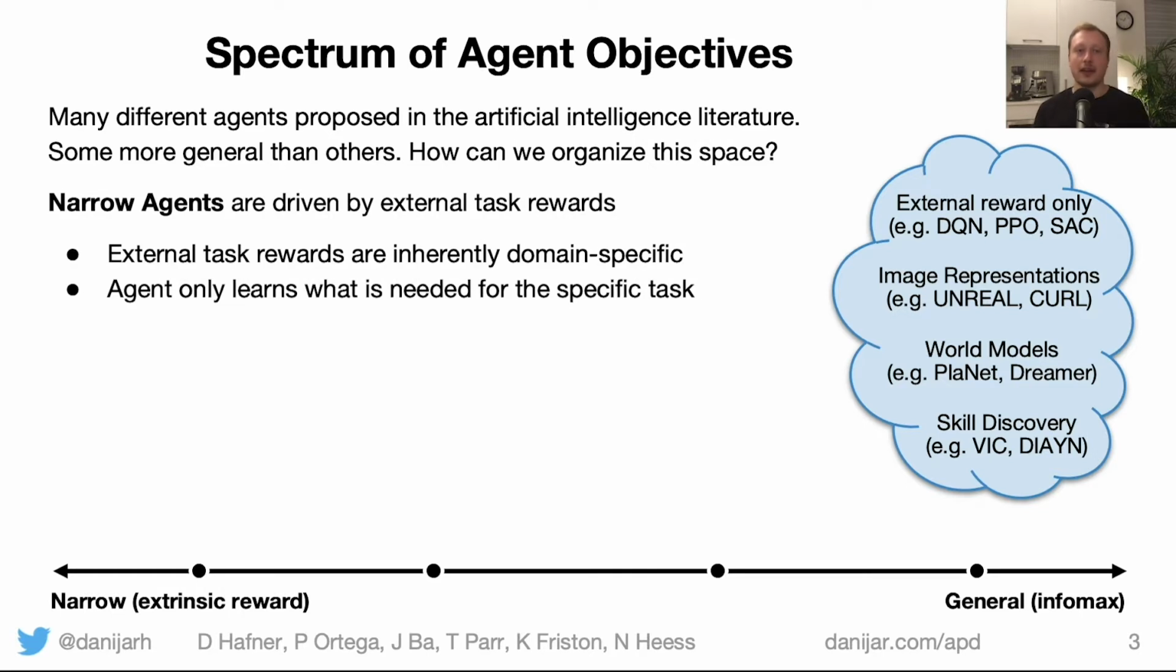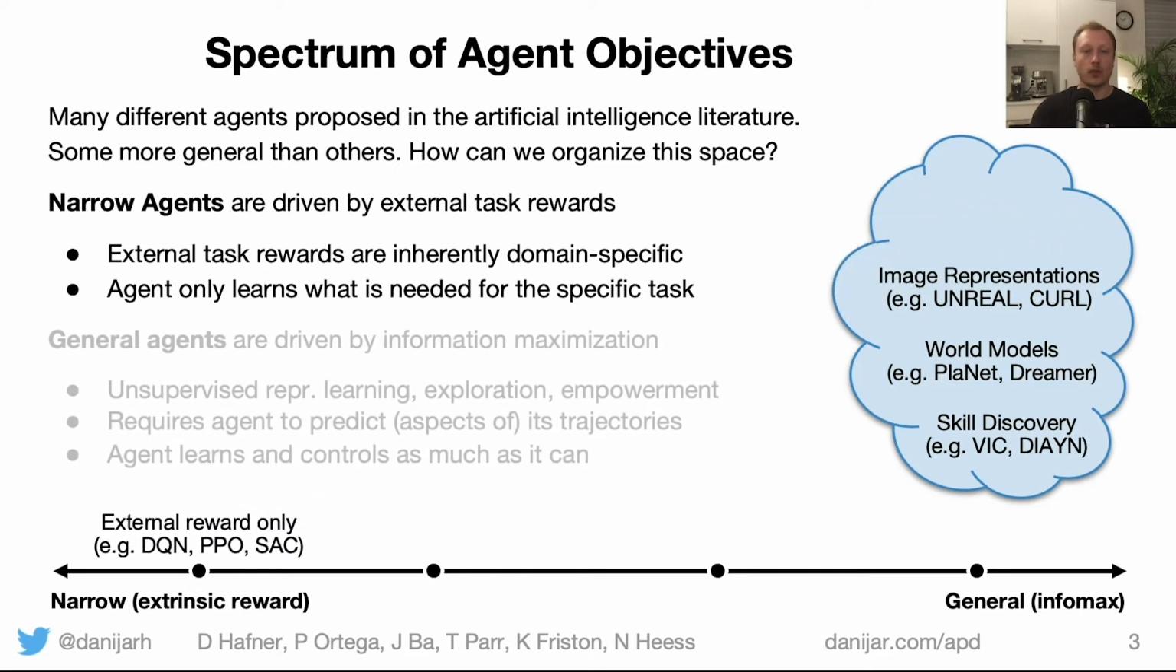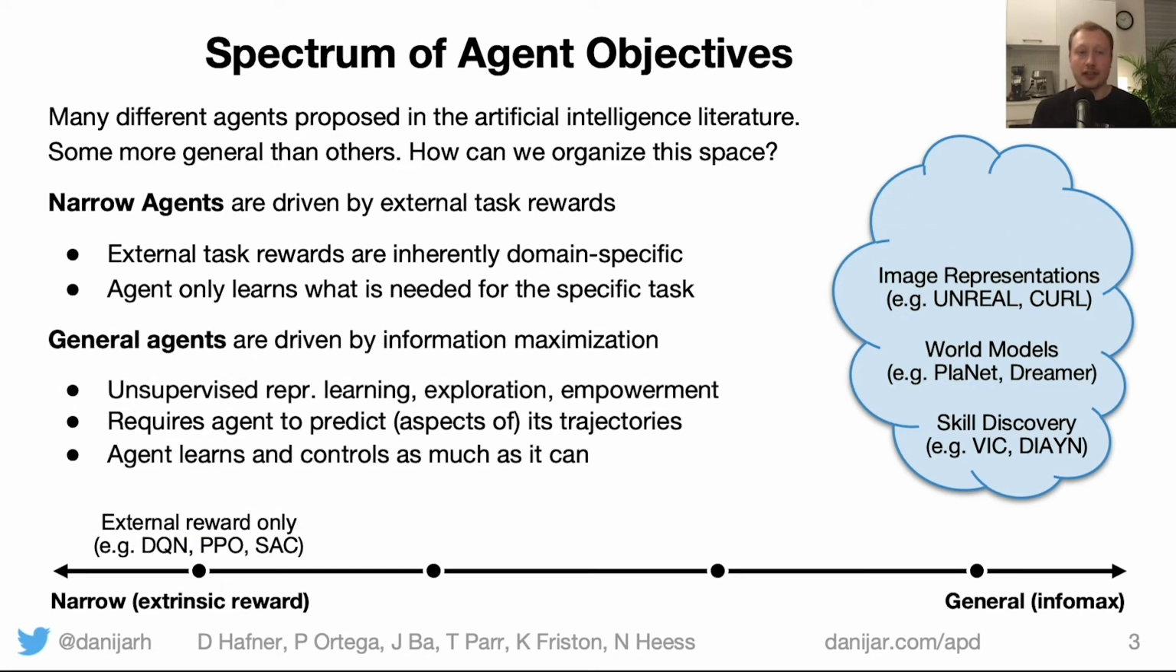I will propose that narrow agents are the ones that are driven purely by external task rewards. Task rewards are inherently subjective and domain-specific, and agents that only optimize those don't learn anything beyond what is needed for the specific task. On the other hand, there are more general agents that are driven by information maximization. This includes unsupervised objective functions such as representation learning, exploration, and empowerment. To maximize information, agents need to predict aspects of their trajectories, as we will see later on.